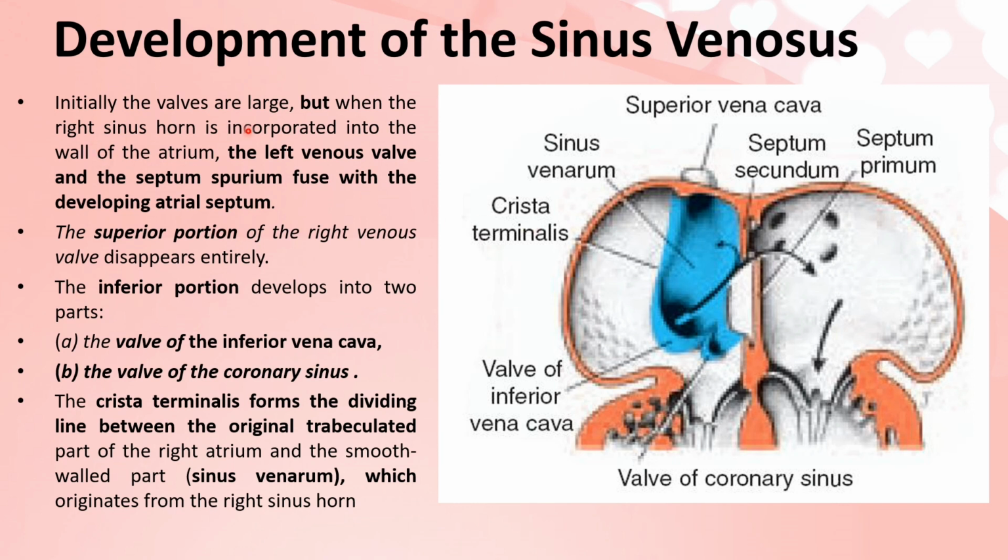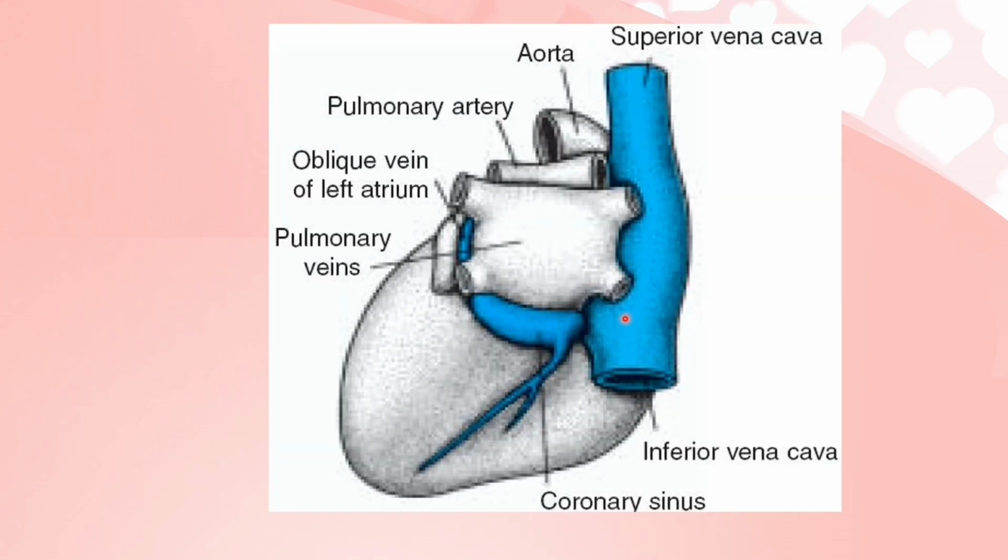Initially, valves are large, but when the right sinus has been incorporated into the wall of the atrium, the left venous valve and septum spurium fuse with the developing septum, which I have shown over here to you. The superior portion of the right sinus valve disappears entirely. This is the superior portion, and it also disappears, and the inferior portion will form the valve of the inferior vena cava and the valve of the coronary sinus, and this is the crista terminalis, which is the dividing line between the smooth walled part and the rough part.